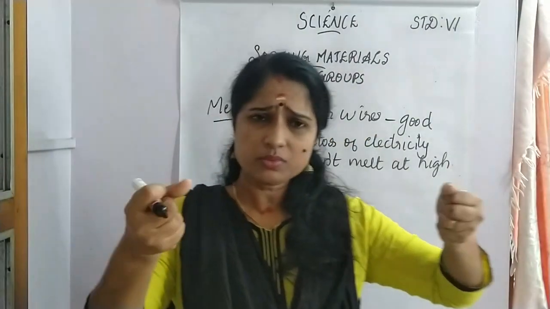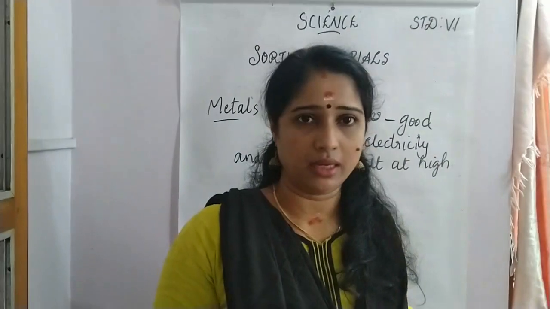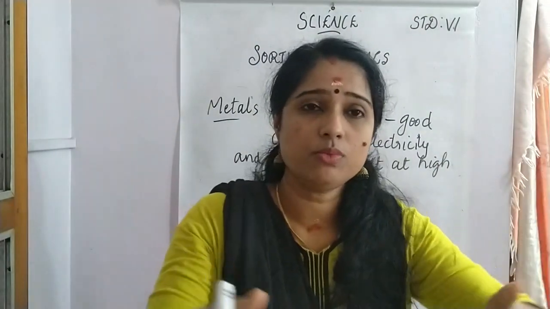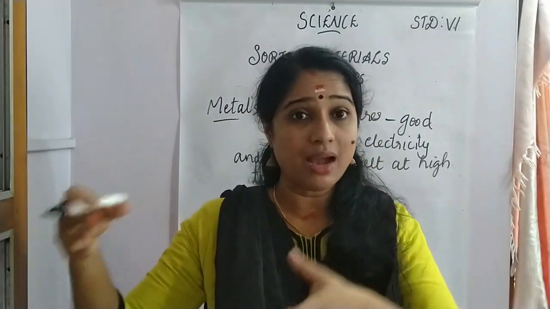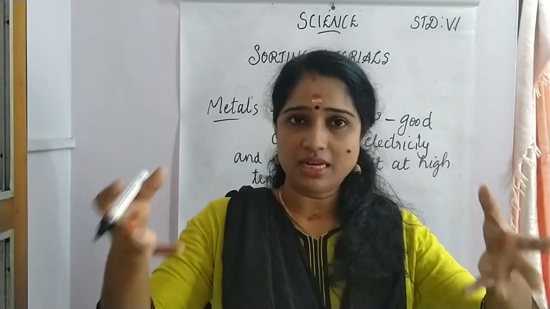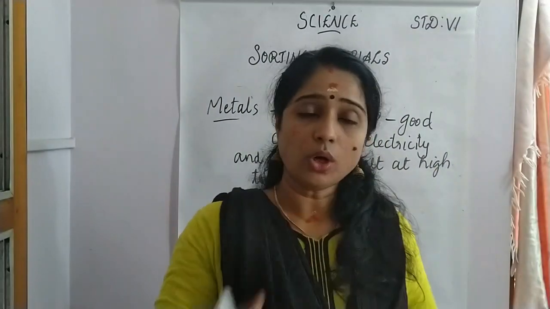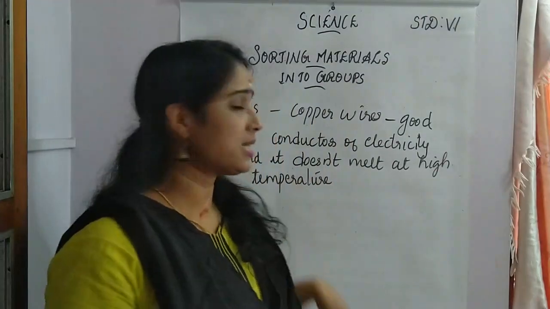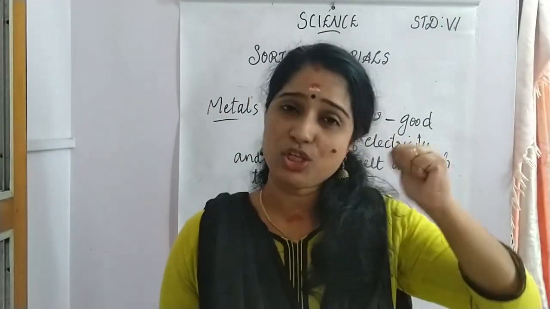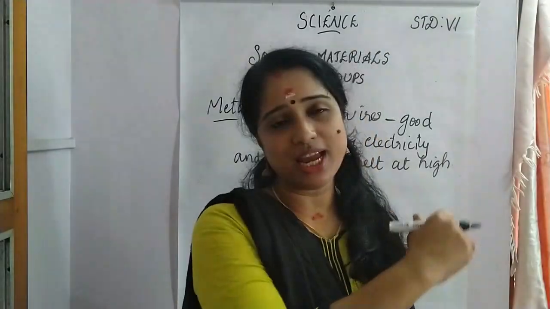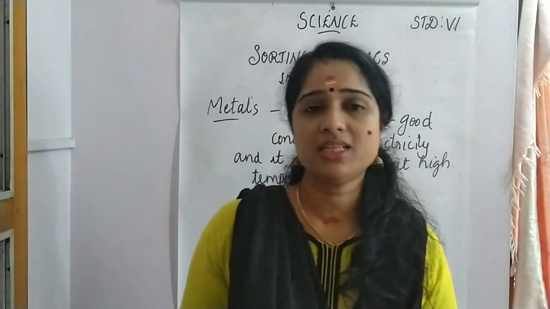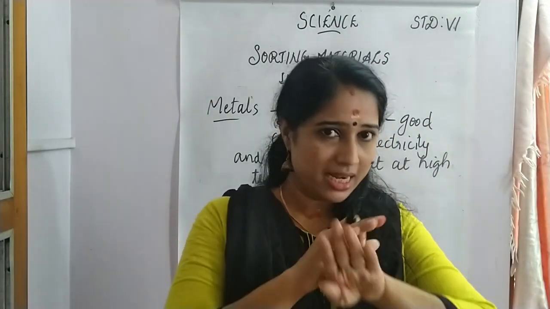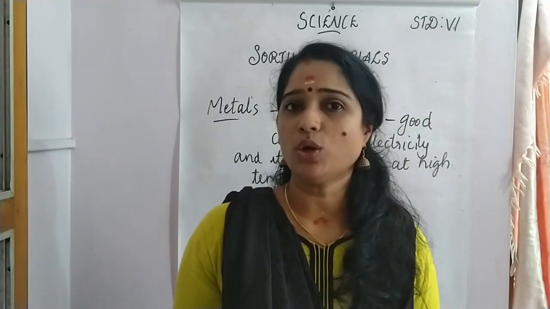Otherwise, we would need napkins or towels for holding the thing. We can't touch hot vessels directly, our hands will get burnt. Clear? Another thing we discussed was wood. Wood is very hard, very strong, but it is soft enough to allow nails to enter it. Then copper is a good conductor of heat and electricity, and it doesn't melt at high temperature. Clear, children?